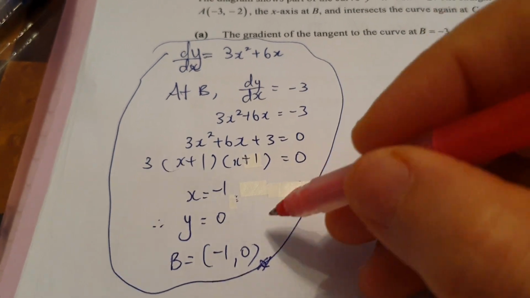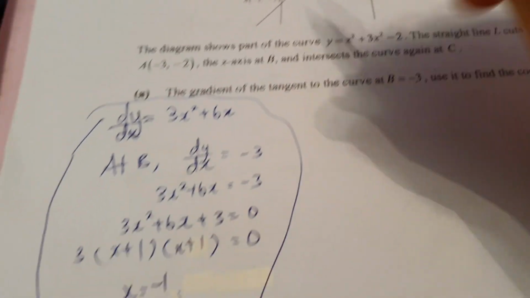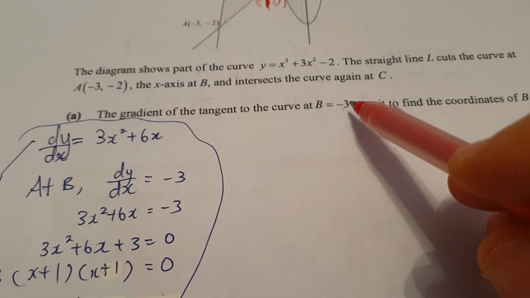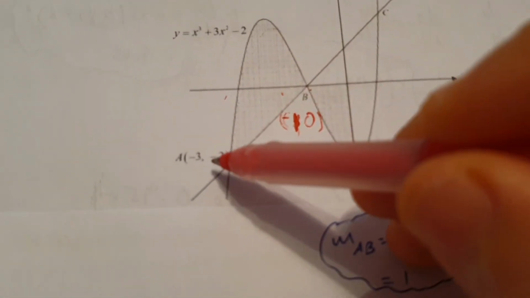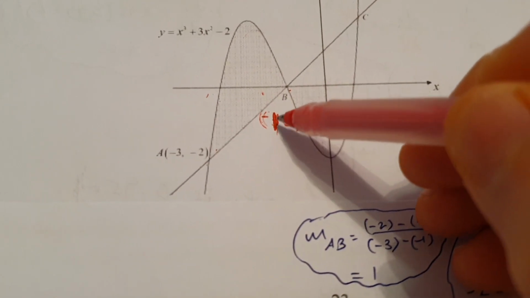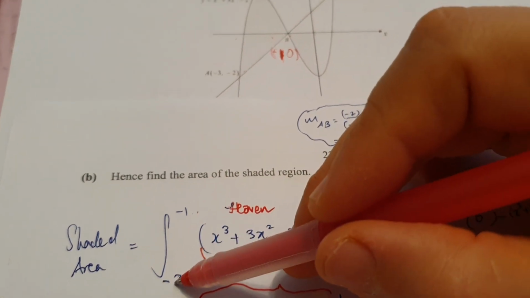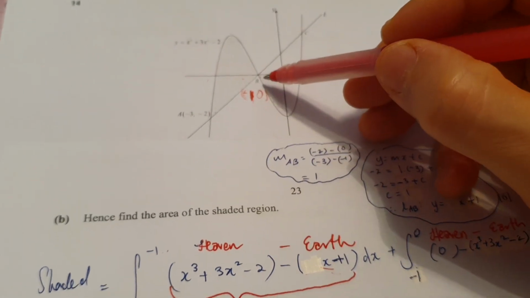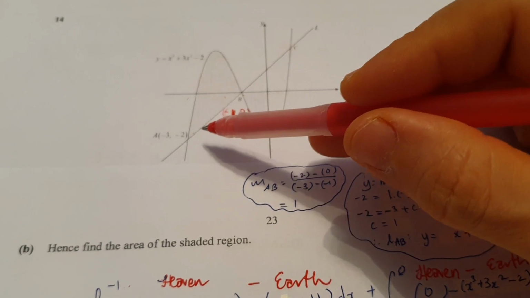Sorry, it's minus 1. I saw it wrongly, I calculated minus 1, no wonder something seemed wrong. I wrote it wrongly, I saw this as minus 3 just now, sorry about that. I know something is wrong because I cannot integrate from minus 3 to minus 3, so it has to be a bigger number. So minus 1 makes sense. So integrate from minus 3 to minus 1, and it must be the heaven, which is the curve, minus the earth, which is the line.